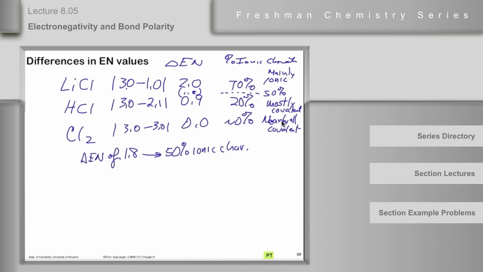Now I have a graph later to show you, but this gives you a sort of a thumbnail sketch of how delta En connects to whether a compound is mainly an ionic compound or whether it's mainly a covalent compound, which is what we're trying to do. Questions on this?